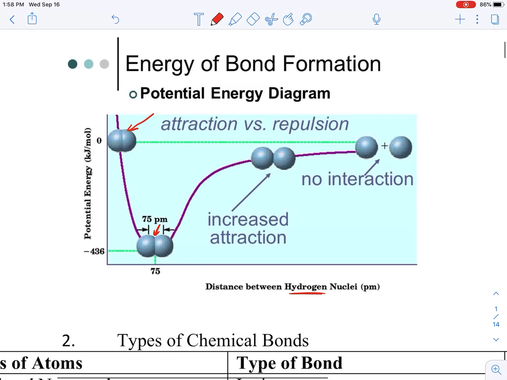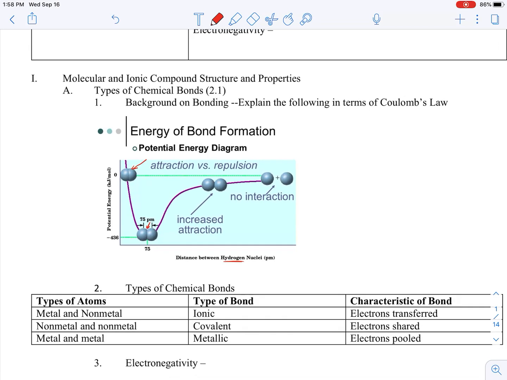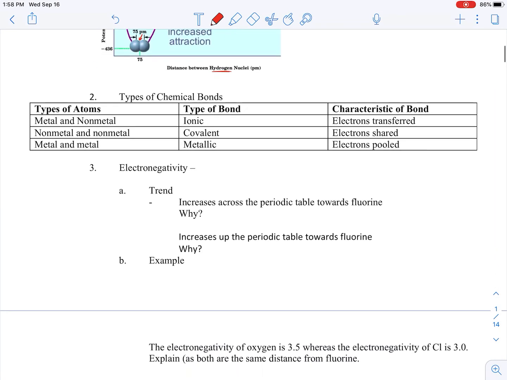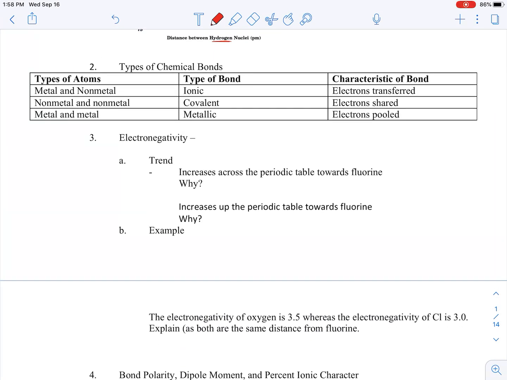All right, so as a quick review, hopefully we've got our types of chemical bonds. Our first type of bond is our ionic bond. This is between a metal and a non-metal. This is where our electrons are completely transferred. So we have charged particles here. So we're talking about charged particles.